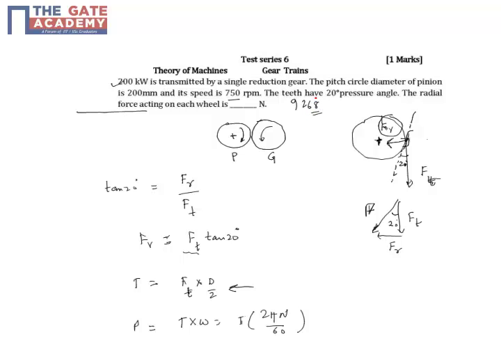So this is a simple problem. You just have to relate what you need to find out. Get the torque first, get the tangential force which drives the torque, and then get the radial force. So 9268 Newtons is the answer. Thank you.